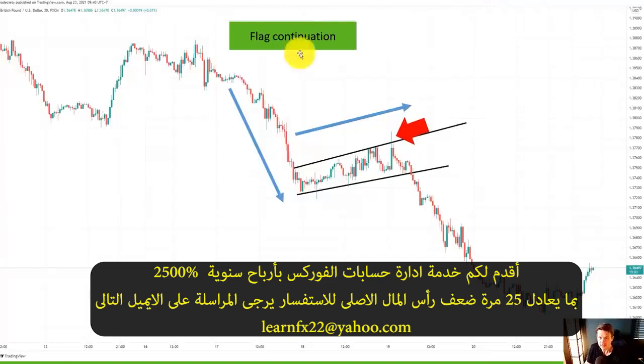So let's take a look at a few flags, and I will show you what they are and how to look for them. So a flag is best looked for during a trending market. So you want to make sure that the market that you're looking for is already in a trend, such as here. And what you then want to do is wait for the market to give you the flag. And the flag is just some type of consolidation.